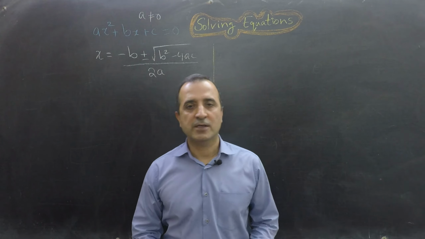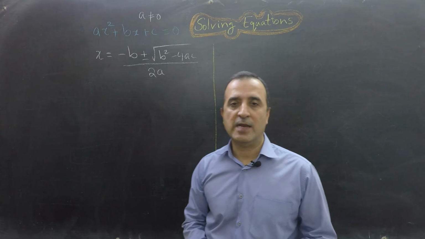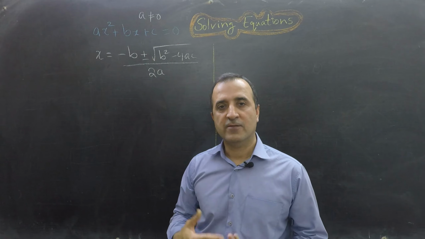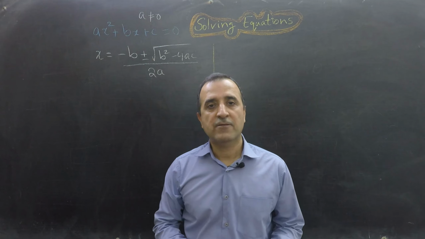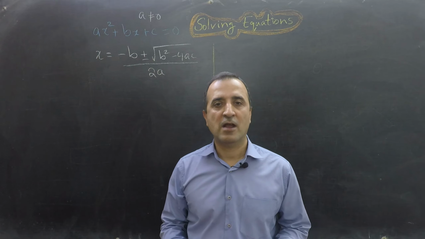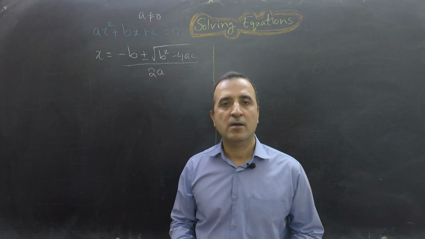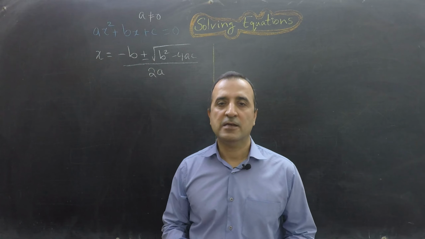In the quadratic equation, this part, b square minus 4ac, is very important because the value of b square minus 4ac tells us if my solution will be real or will have complex roots, or if my solution will be distinct or not. So let's see different cases.